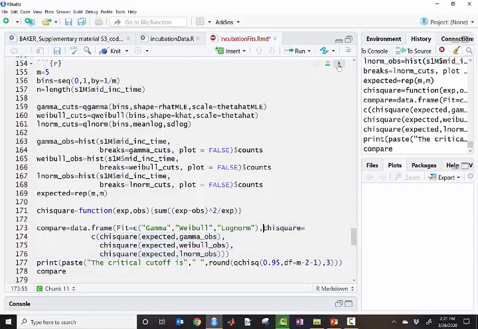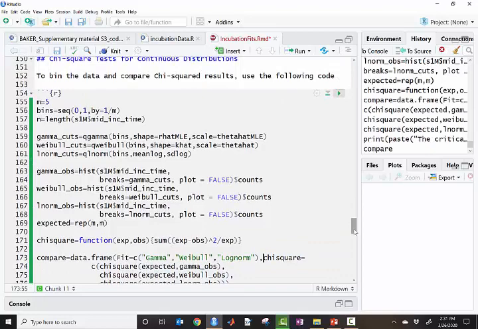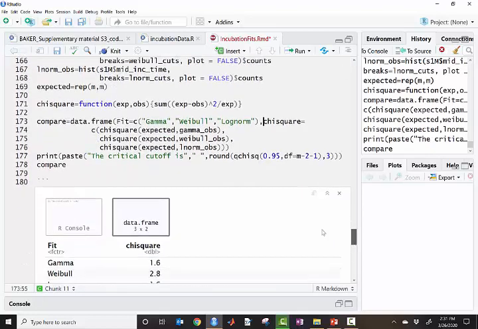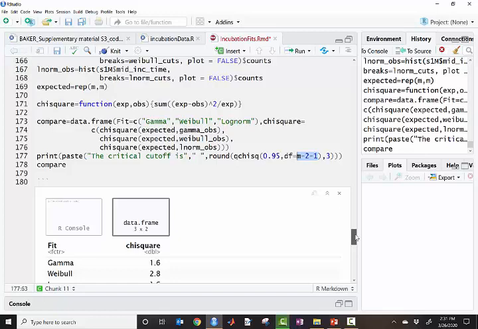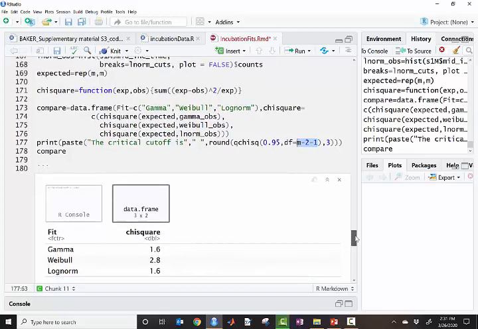So let's run this code for a moment here. And I get 2 things as an output. First of all, this second to last line here prints the critical cutoff for the chi-squared test. Notice here I'm using my degrees of freedom as m minus 2 because we fit 2 parameters, minus 1. And the critical cutoff at a 0.05 significance level would be 5.991. If I look at my actual results, notice that all 3 chi-squared values are well below that, so I would fail to reject the null hypothesis and conclude that this data is consistent with any of the 3 distributions.